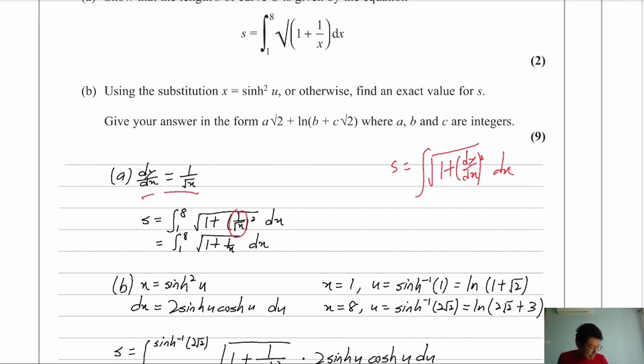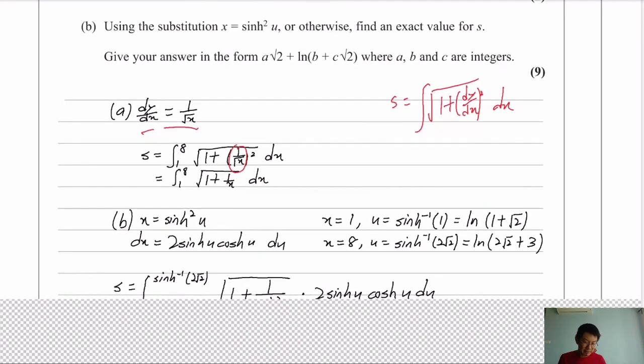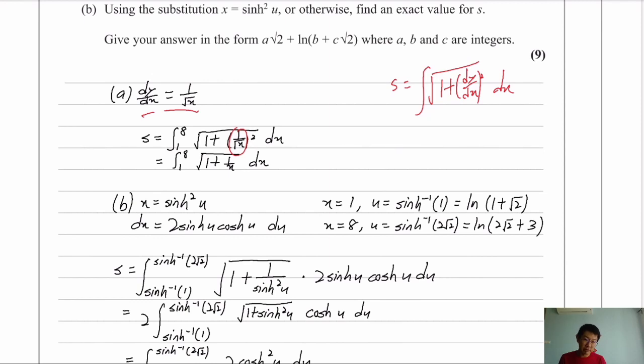Okay, so part B, by using the substitution x equals sinh squared u, find an exact value for this length s. Give your answer in this form. So we start with the substitution since they already give us a substitution. When x is equal to sinh squared u, we need to find dx/du, which is 2 sinh u cosh u.